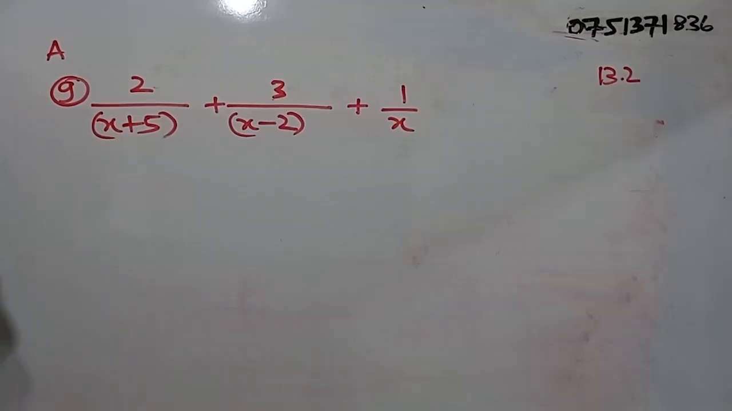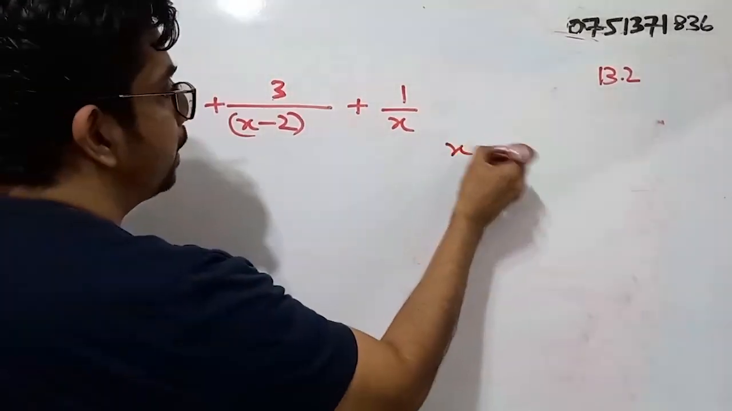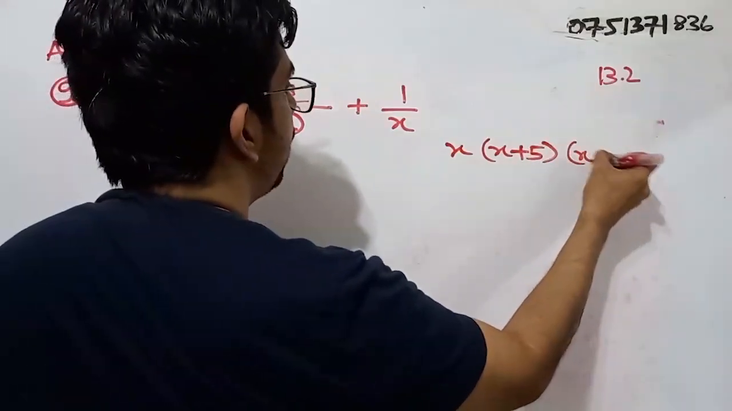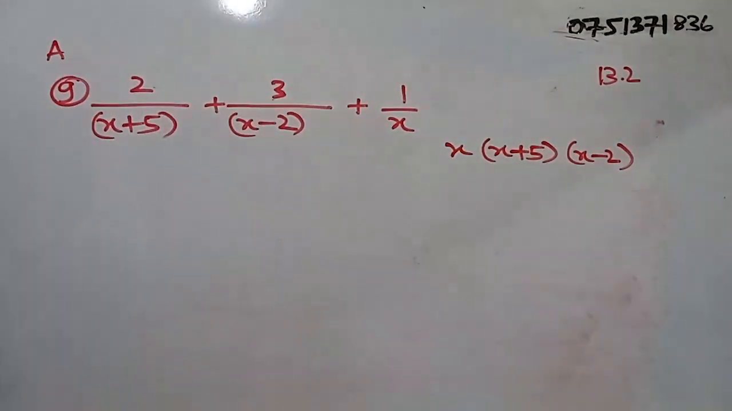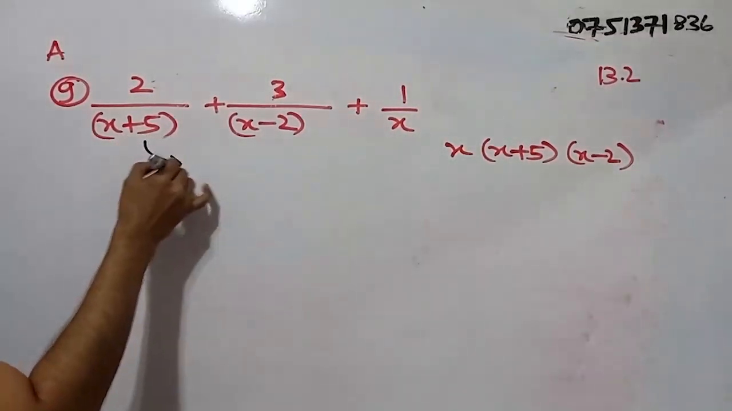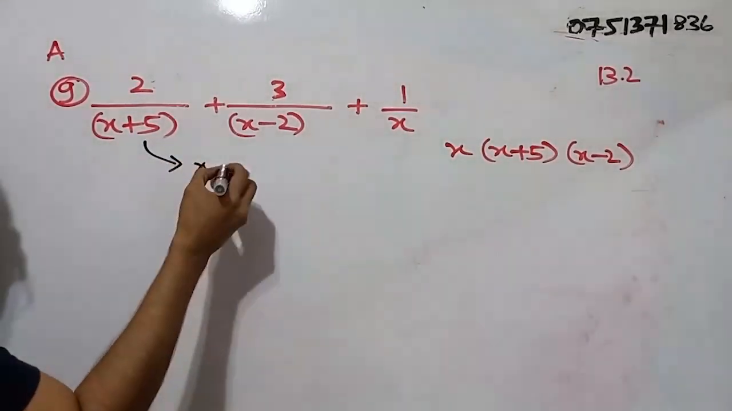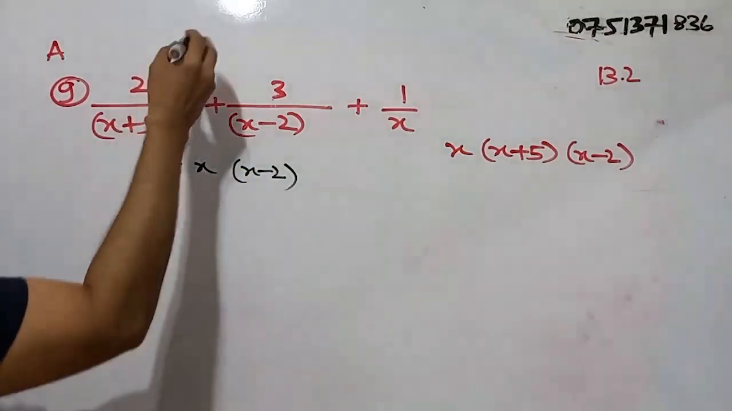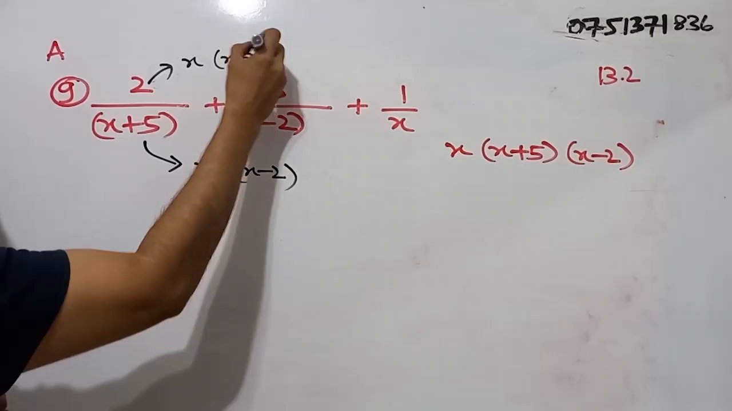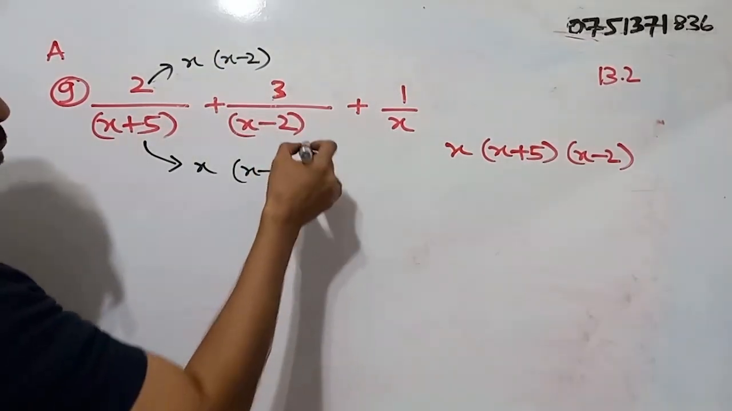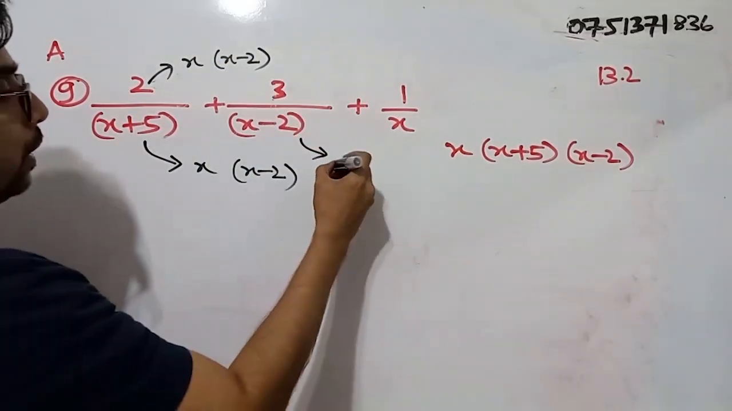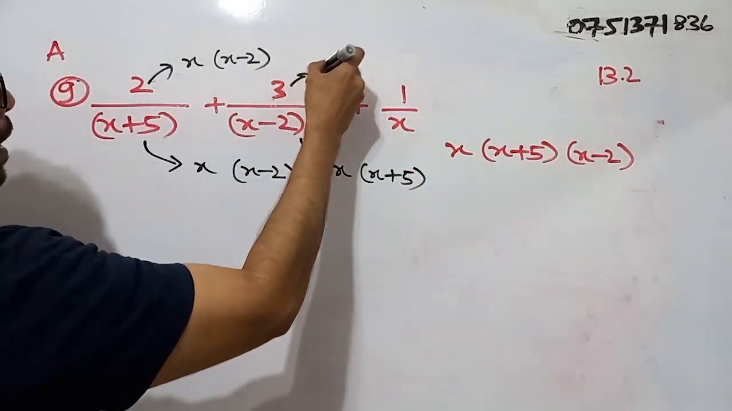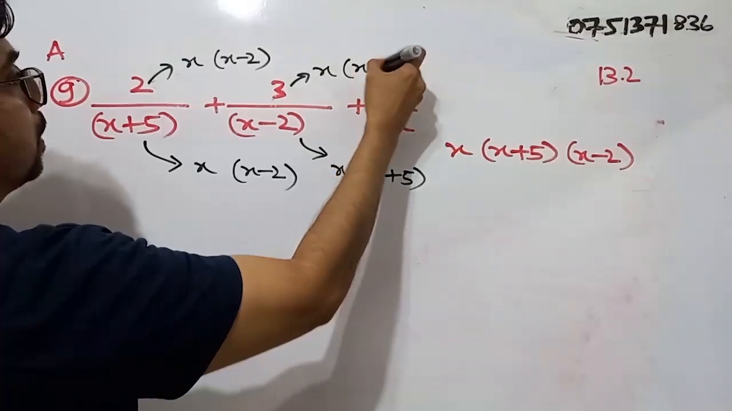Okay, so here what should be the LCM? So we have x, then we have x plus 5, then we have x minus 2. Okay, so that means the denominator must be multiplied by what? X and x minus 2. So the numerator must be multiplied by x and x minus 2. Then x minus 2. So it should be multiplied by what? X and x plus 5. So the numerator should be multiplied by x and x plus 5.